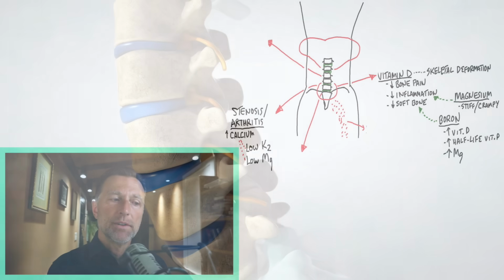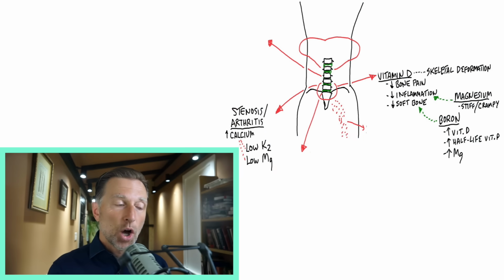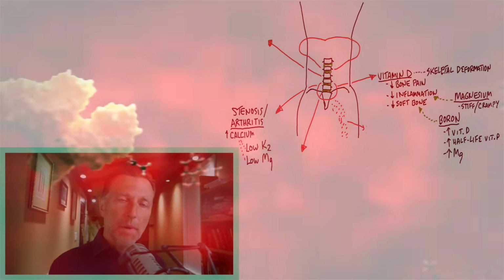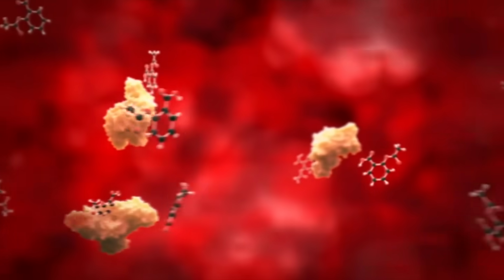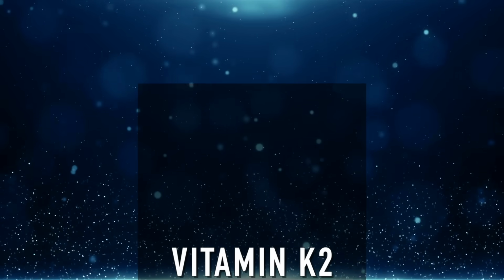And so whether you have this stenosis in your lower back or stenosis in your arteries or even arthritis, the key vitamin to focus on is vitamin K2. Vitamin K2 helps mobilize and remove calcium from the soft tissues into the bone. So it takes calcium deposits and keeps them in the right place. And a lot of people are deficient in vitamin K2.